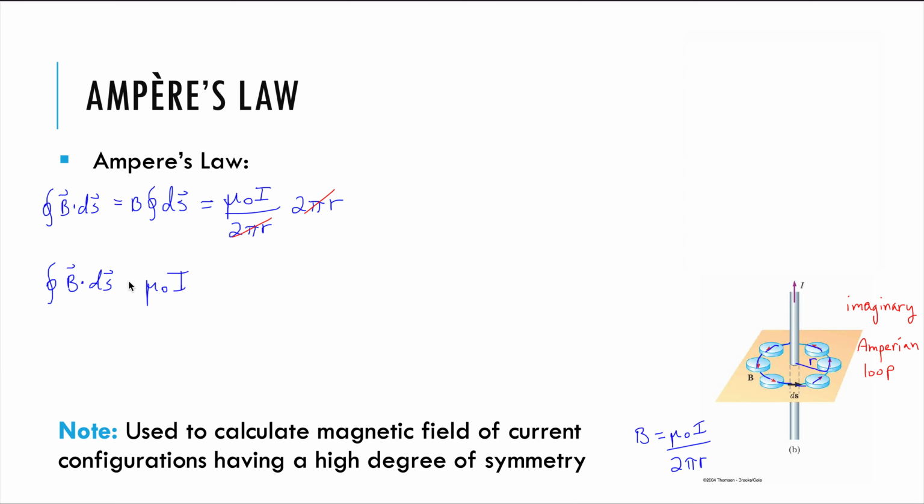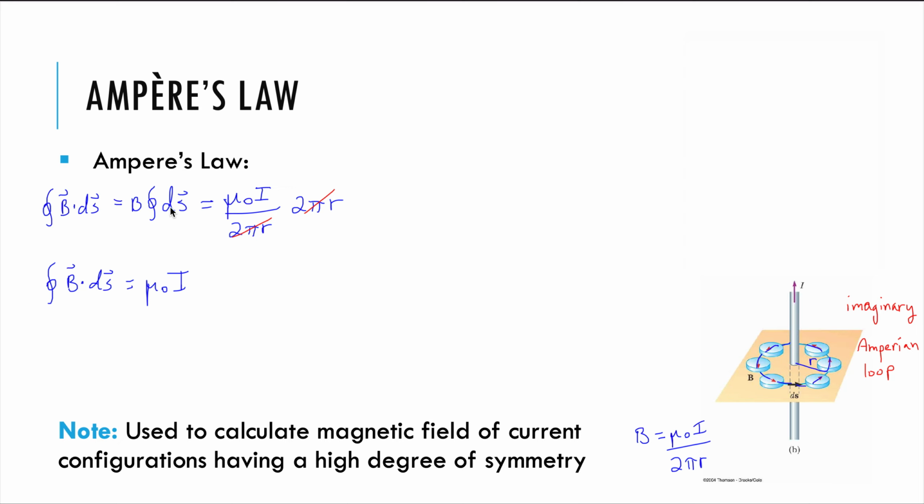We need to discuss it a little bit further. First of all, the line integral of B dot ds means the line integral around this imaginary Amperian loop that we're choosing. Now we're going to choose it to take advantage of the symmetry. In this case, if we choose an Amperian loop that is parallel to B at all points on the loop, then it helps us because the dot product simplifies and the line integral just becomes B times the circumference.